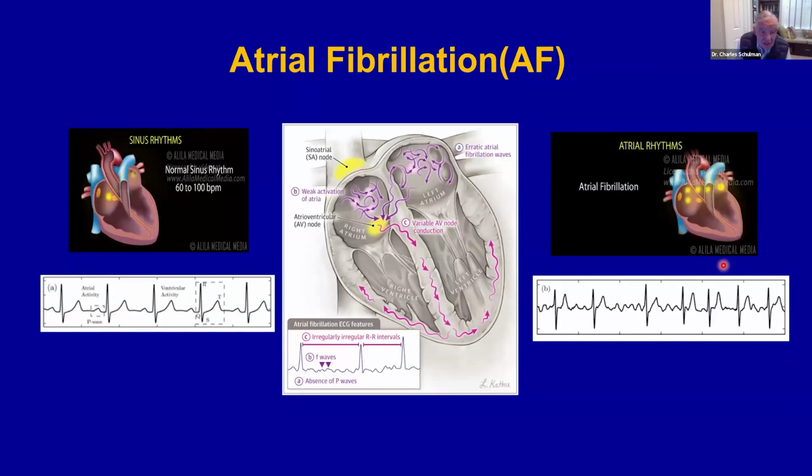Atrial fibrillation. This is one of my favorite slides. It depicts the difference between sinus rhythm with coordinated contraction of atria and ventricles, as opposed to atrial fibrillation, where there are 360 plus impulses that bombard the AV node with variable penetration. And so the rhythm is irregular because of variable refractoriness. So you get an irregular rhythm in the ventricle.